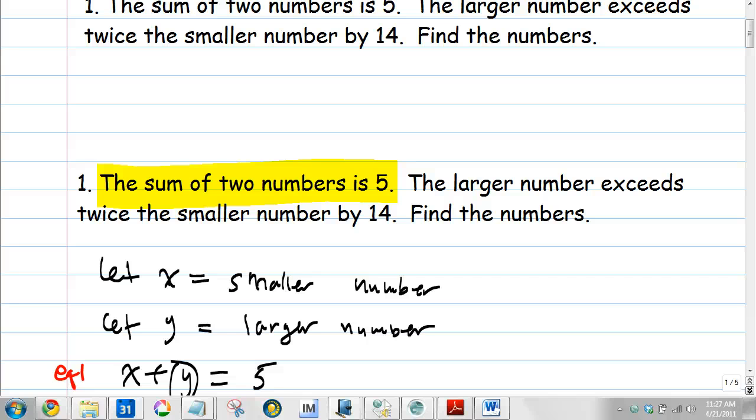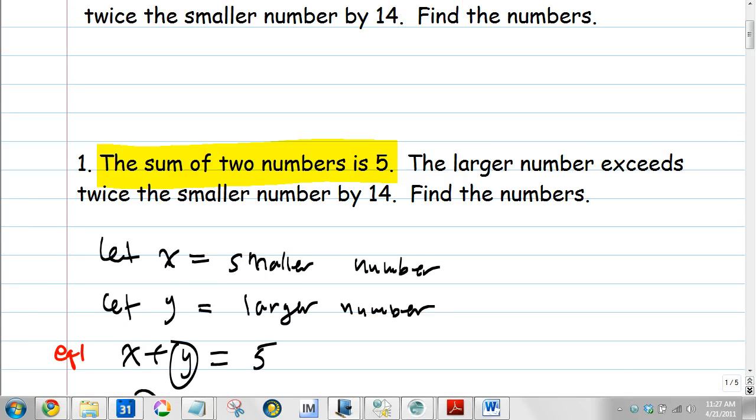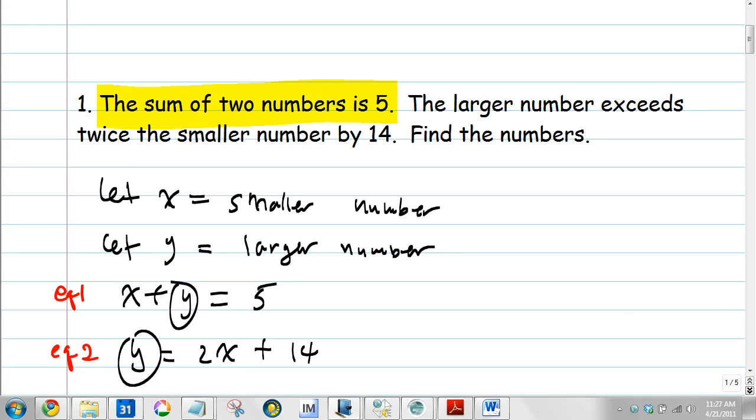How about, yeah, Tina? I think it's 2x plus... You're right. 2x plus 14 equals y? Look, how much bigger is y? Well, twice the x plus 14. What do you mean? Shouldn't it be like y is greater than 2x plus 14? Oh, no. It just means that the larger number is greater. How much greater is it? y is equal to 2x plus 14. How much greater is it than the smaller number? Twice, and then you add 14 to that. Okay?